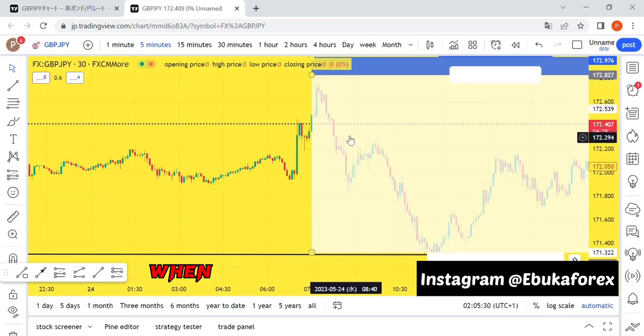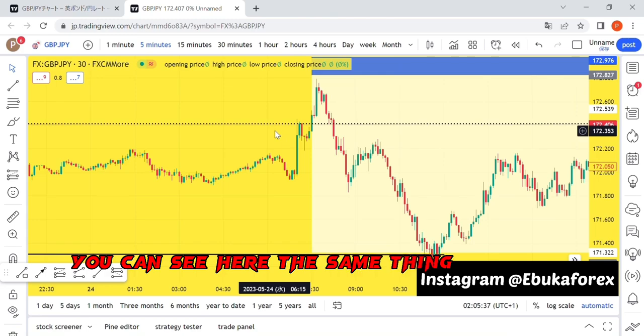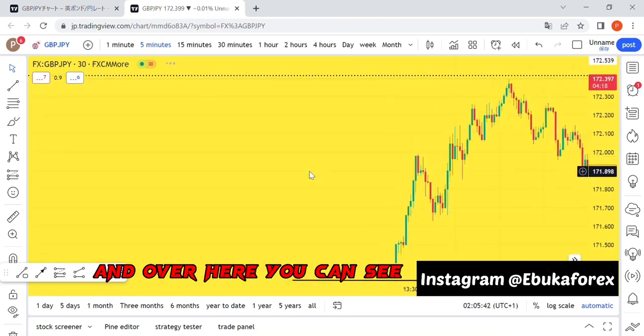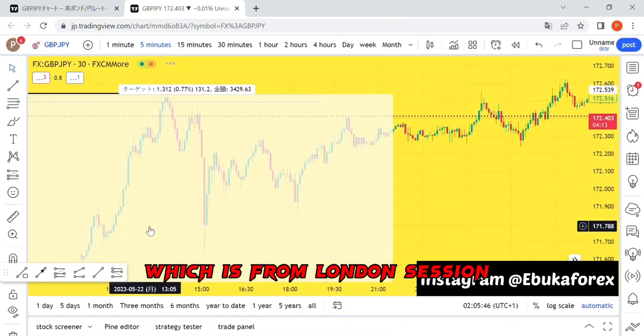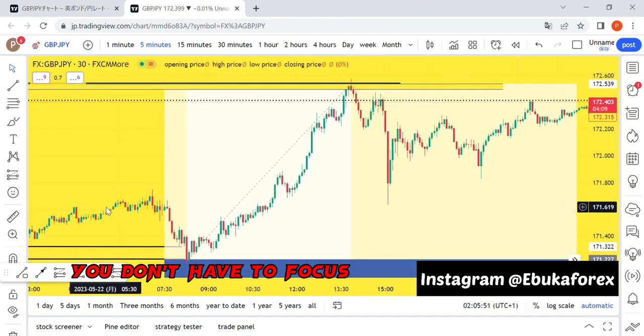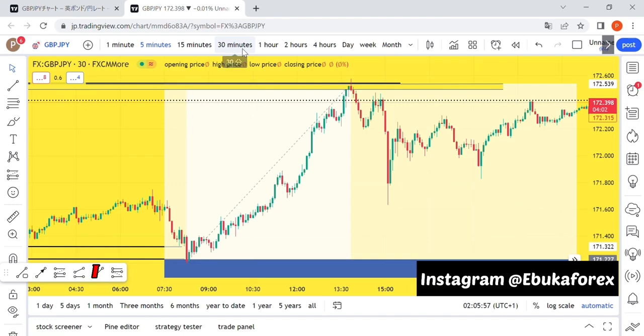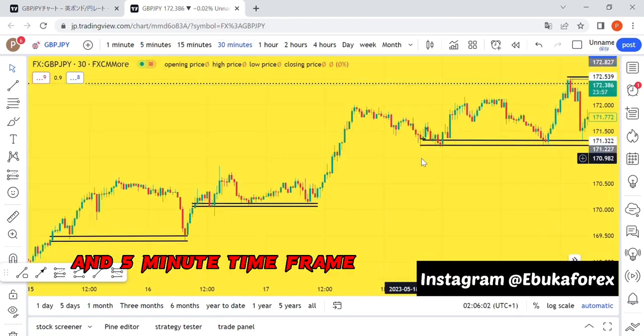When you look at the market, you see so many examples here. You can see the same thing here. This is 8:30 in the morning, and over here this is 8:30 in the morning, which is the London session. That is all you need to be a profitable trader. You don't have to focus on candlesticks, chart patterns and all those things. They won't help you, and you don't even need any other time frame. All you need is the 30 minutes and 5 minutes time frame.